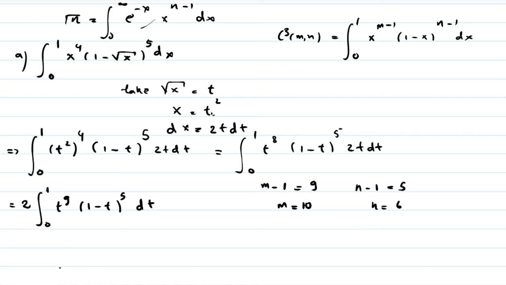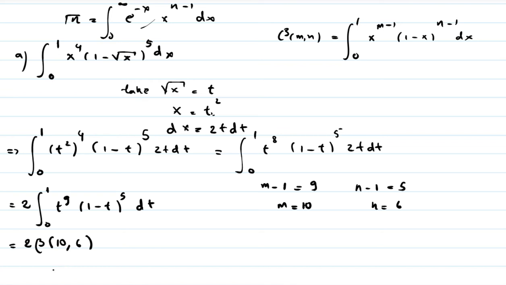Okay, so we can represent this equation like this. This is going to be equal to 2, and instead of writing all of this again, we know that this is obeying the beta function, and we have the two arguments, m and n, which we already have. So this is going to become 2 beta of, instead of m we write 10, instead of n we write 6. So this is 2 into beta of 10, 6.